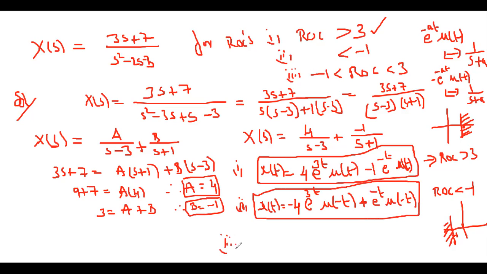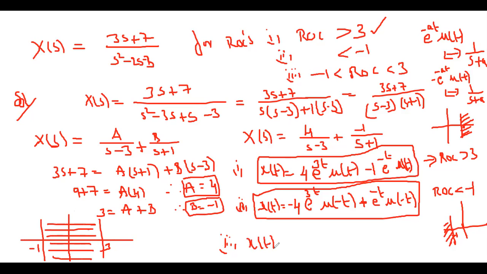But coming to the third one, two terms are represented with the positive mu of t and two terms with the negative mu of minus t; the sign is positive here, the sign is negative. But in this case, ROC: minus 1 is less than ROC and ROC is less than 3. So observe here, in between minus 1 and plus 3. ROC minus 1 less than means it is greater than. ROC is less than 3 means 3. So the ROC is in between. Minus 1 is greater than and 3 is less than.